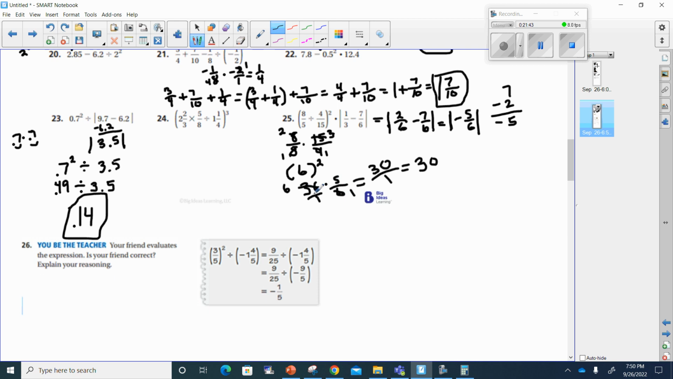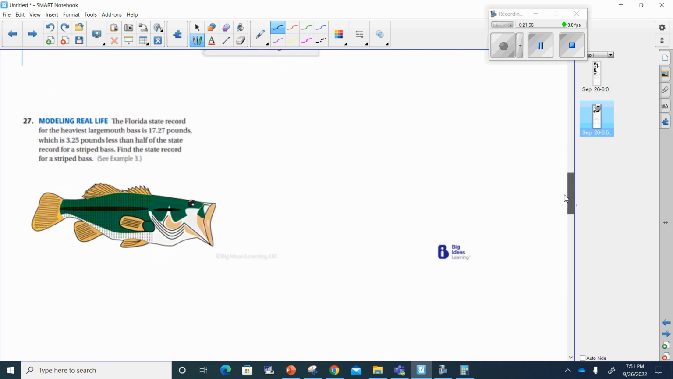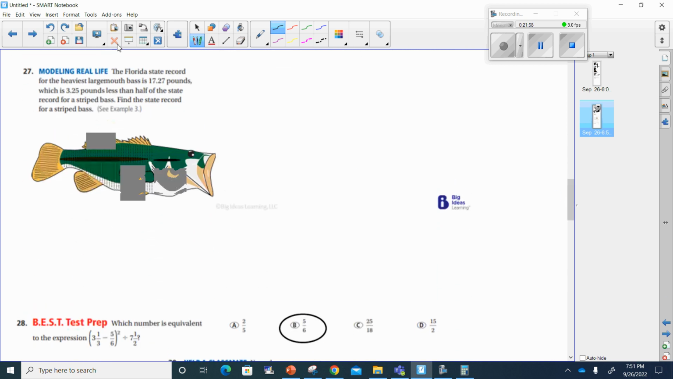I had 36 on top and 6 on the bottom. I reduced those to get 6 over here. And now 6 times 5 is 30. All that was correct. Looks like my answer was 30. Wow. I'm glad I double checked that. 26 is yours, 27 is fine.